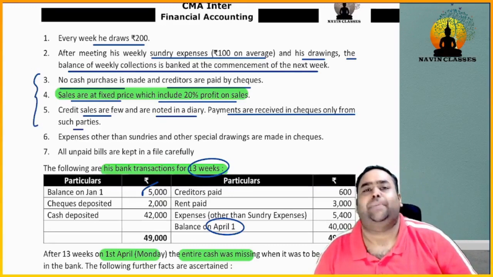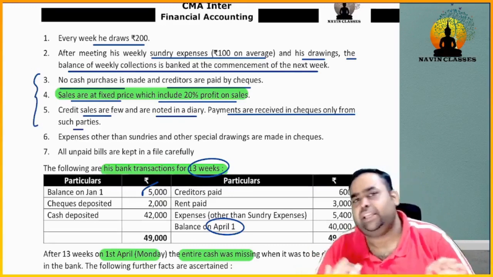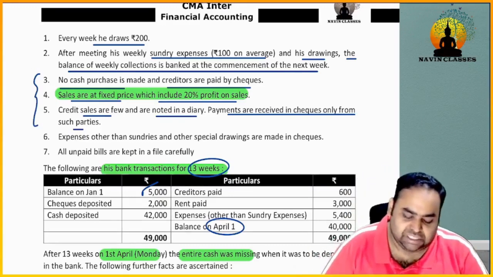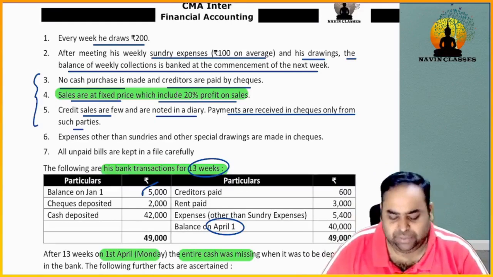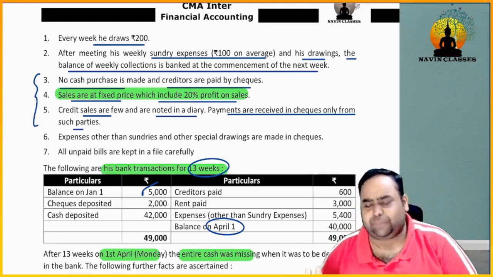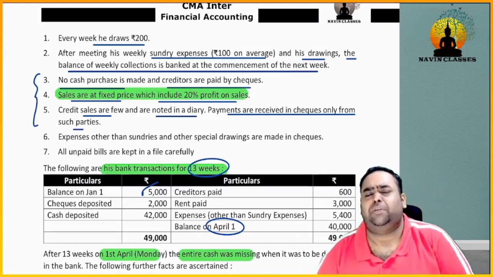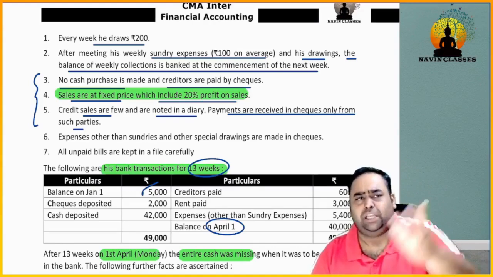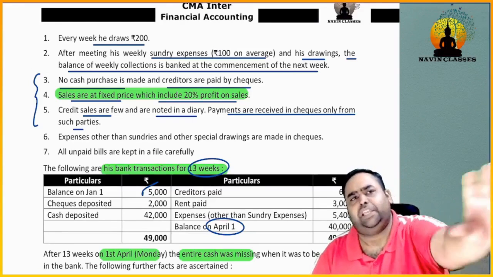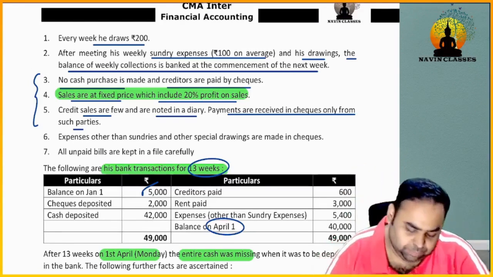These will be useful when you create the ledger, whether you need to record cash or the bank. Expenses other than sundries and other special drawings are made in checks. These are also paid through checks. All unpaid bills are kept in a file carefully. Unpaid bills mean any outstanding expenses. If a bill is received and I haven't paid it, then I keep it separately in a file.